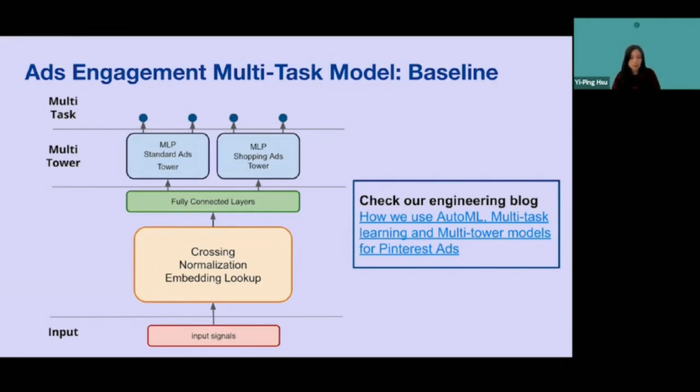This multitask and multi-tower structure not only show promising performance, but also allow us to simplify the system and save infrastructure costs for Pinterest. We don't have time to cover more details for this baseline model, but please feel free to check our engineering blog on Medium. And as I just mentioned, we want to build an ads engagement model that is able to capture the user interest behind their engagement history. So obviously, this baseline model is not able to do that. So we want to add something new on top of this model.